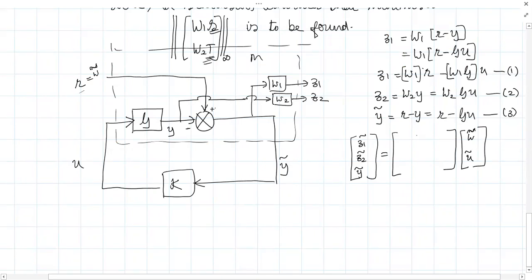So what will be the plant configuration? Z1 corresponds to W1, then minus W1G. Then Z2 is 0, W2G. Y, what will you get? 1. If it is a MIMO case, you will get I, and then minus G.